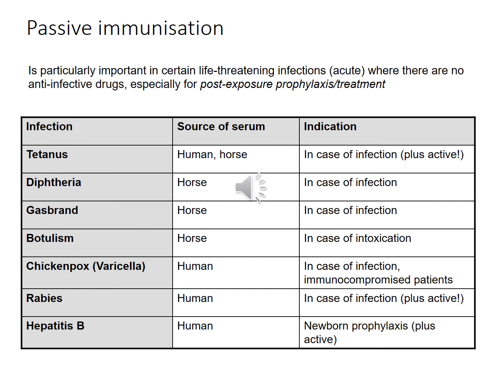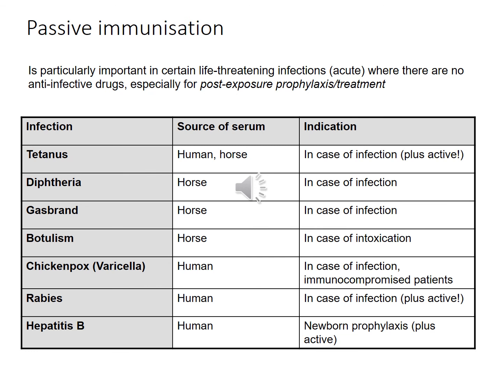So here's a small overview of the kinds of passive immunizations we have access to. And it is a particularly important treatment for post-exposure prophylaxis. So if there is an immediate risk for disease, passive immunization works much faster than active immunization. Tetanus is a life-threatening disease, and it can be given to persons that have developed the tetanus infection. Diphtheria is also in case of infection. Gas gangrene and botulism can also be given, and all of these bacterial diseases are absolutely life-threatening.